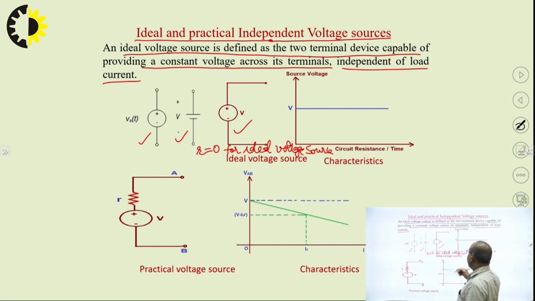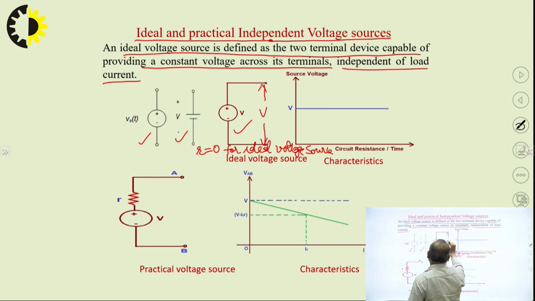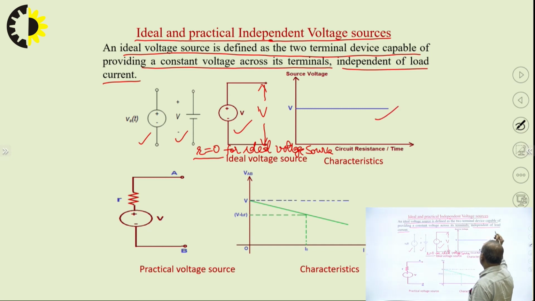That means the voltage across these terminals will be a constant value, equal to the source EMF. How much current? It may be a large current, or a small current, or no current. All the time the terminal voltage will be constant, equal to the source EMF, and this is basically due to the internal resistance being 0 for an ideal voltage source, and that is why we get these characteristics for an ideal voltage source.